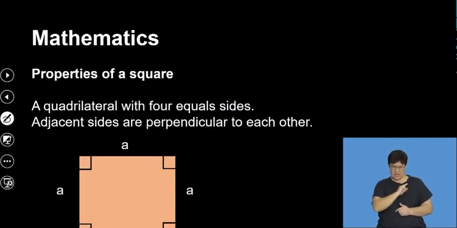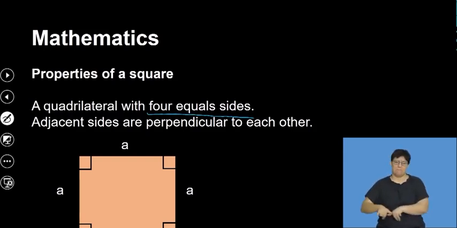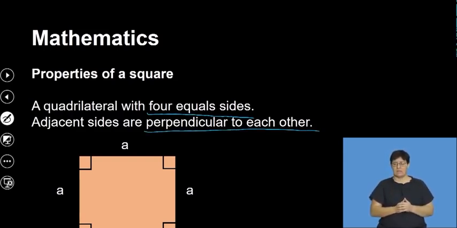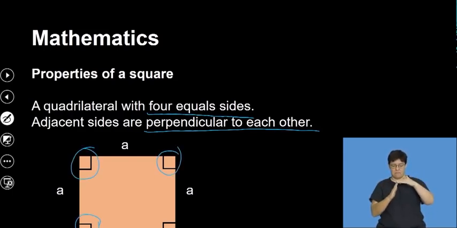Now we're going to use what we call a quadrilateral to try and show you what exactly this is all about. So what I have here is a square. A square is a quad with 4 equal sides, and the adjacent sides are perpendicular to each other. Hence, I showed you the 90-degree angles there.